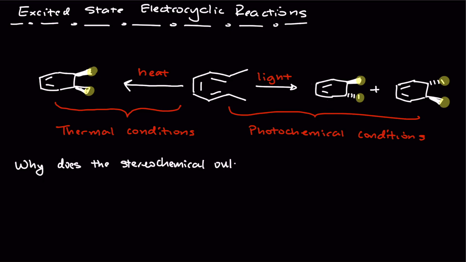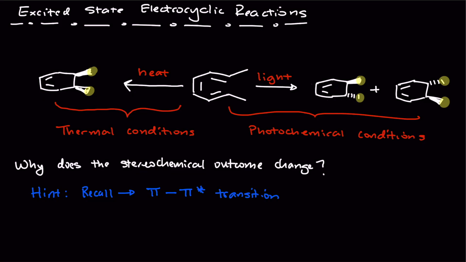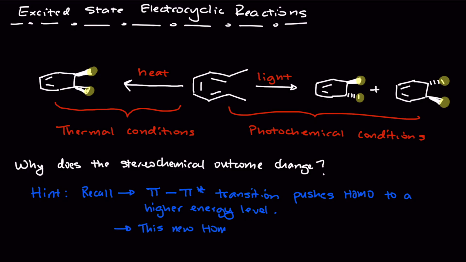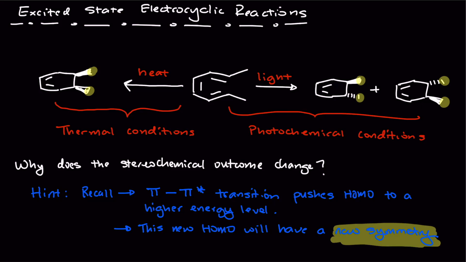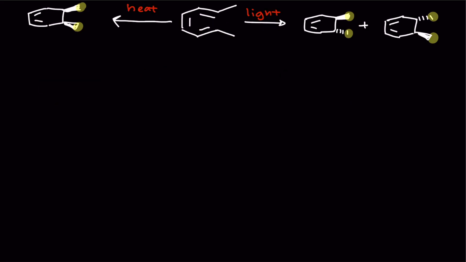And so the real question here is, why does the stereochemical outcome change when we go from thermal to photochemical conditions? Recall that when you go to photochemical conditions, you are exciting your electrons from the pi to the pi star, also known as the pi to pi star transition, which takes your HOMO into a new level that has a new type of symmetry. We're going to look at how the symmetry of the HOMO changes and how that would dictate the stereochemical outcomes of your electrocyclic cyclization.